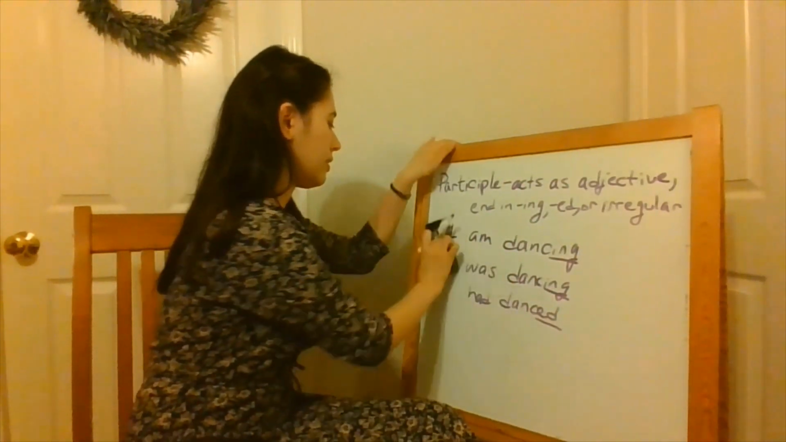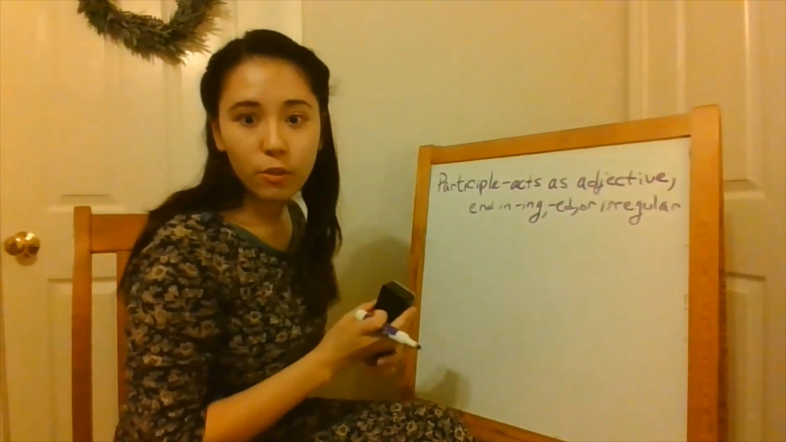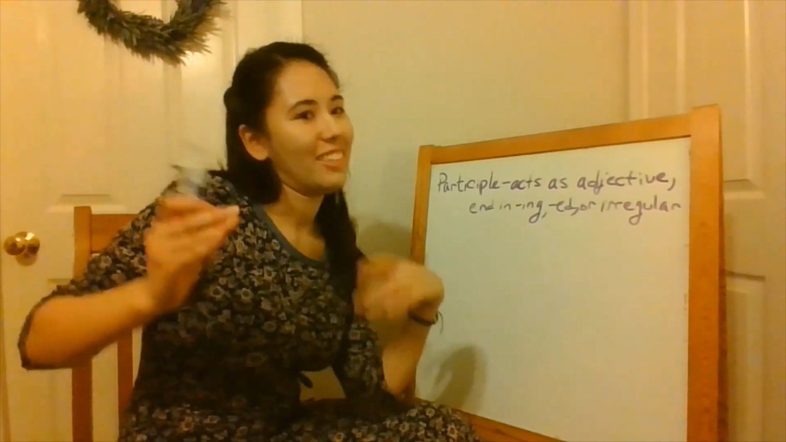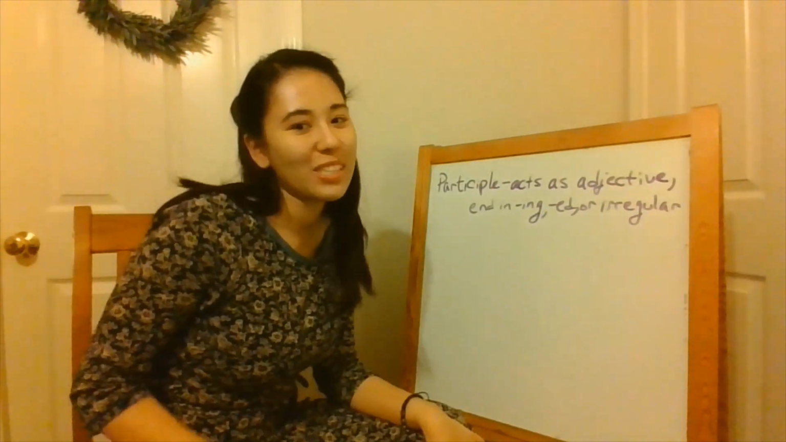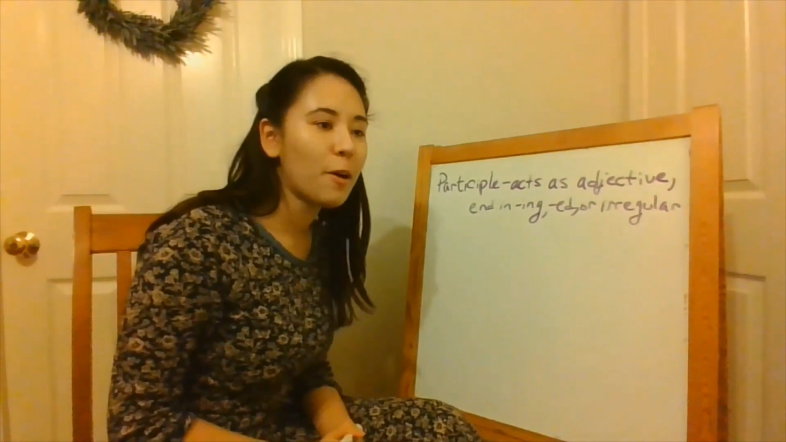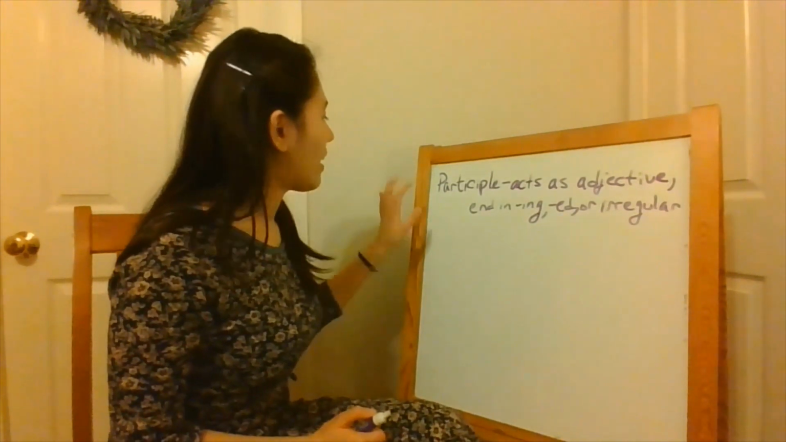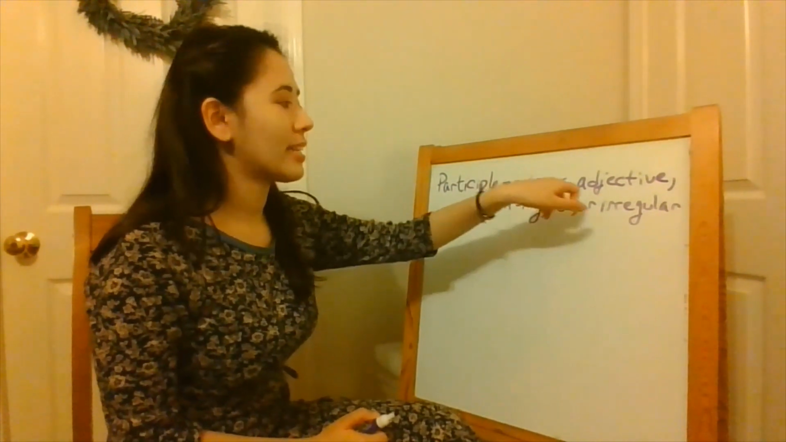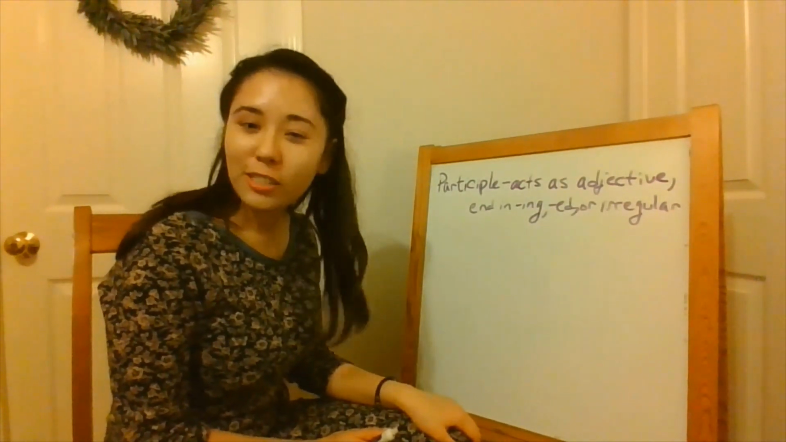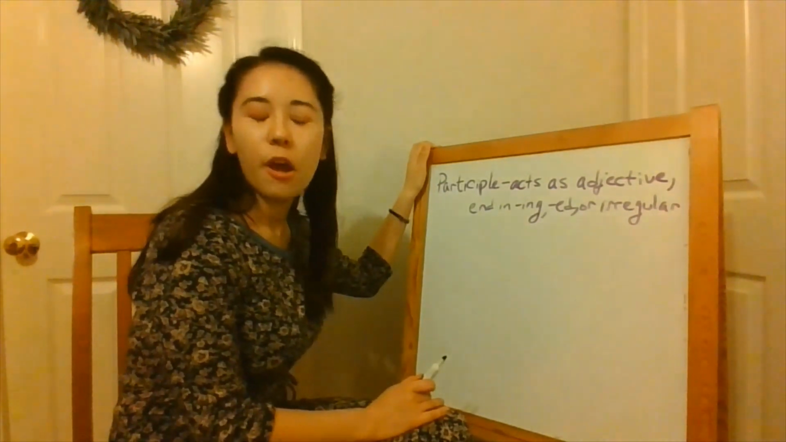Now, if you're unsure of what the correct participle ending is for a verb, you can always look it up in the dictionary or just Google it, because we live in this wonderful age of technology. I mean, you're watching me on video, so the whole world is your oyster. Now, let's look at participles acting as adjectives. So this is participles as a phrase or a verbal. So let's now look at our first example.